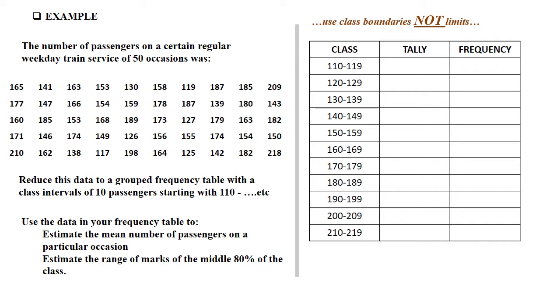There are students who do it this way. Because the first class is 110 to 119, they look for a number that's between 110 and 119. So they move all the way, and where's the first one now? I don't even see the first one. Yeah, this one here, 117. So they strike, and then they put it here.